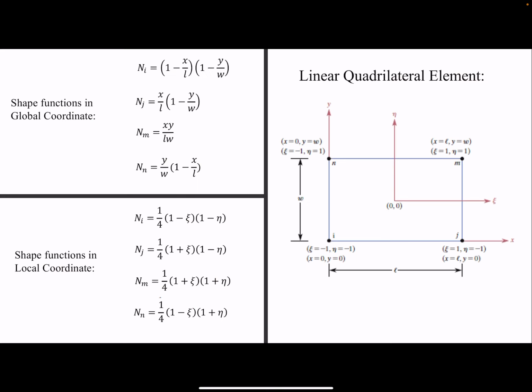So here I'm listing the shape functions, or the coefficients of our nodal variables, based on the global coordinates, x and y, and based on the local coordinates, ξ and η. And here is the geometry where you can see the relation between the two coordinates. Because in a linear quadrilateral element we have 4 nodes, we have 4 shape functions in each case.